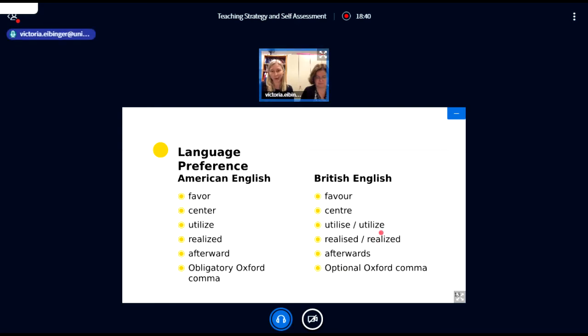Users on Grammarly are also able to choose language preferences. You can choose between Australian, Canadian, American, and British English, and depending on the language variety you choose, Grammarly will follow different spelling conventions and also comma conventions. It'll either demand that users use the Oxford comma or not, for example.